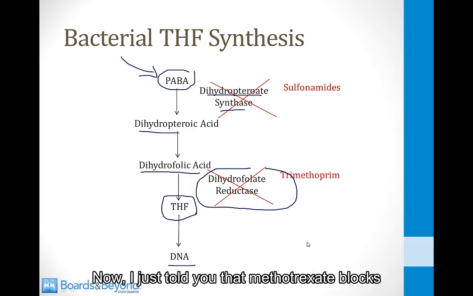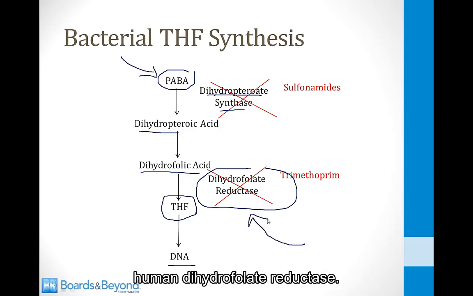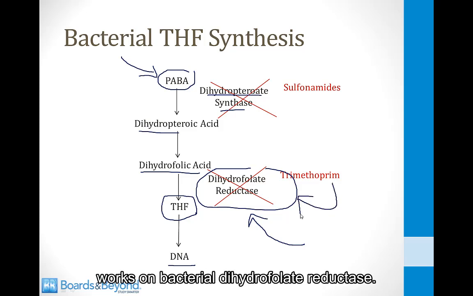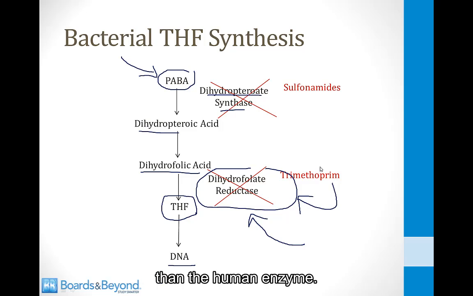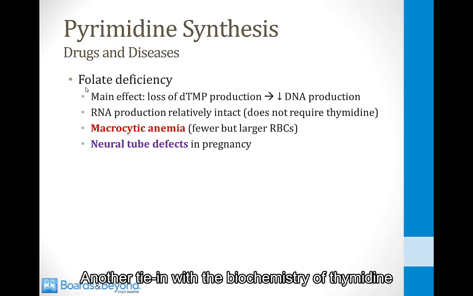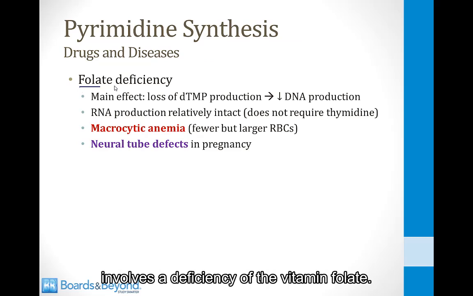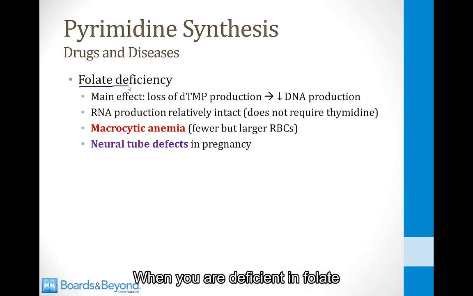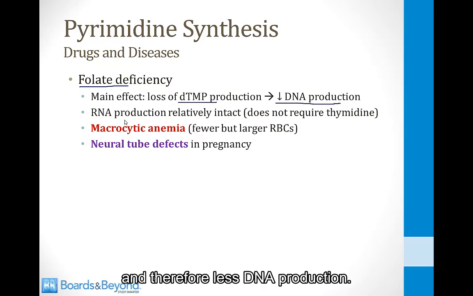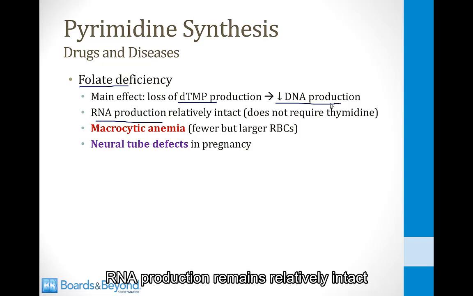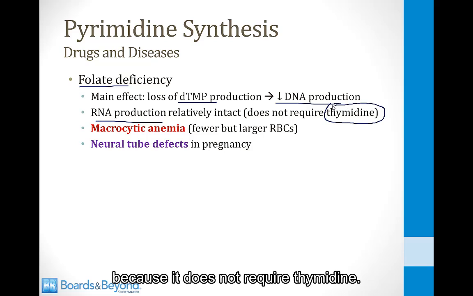Now, I just told you that methotrexate blocks human dihydrofolate reductase. Trimethoprim, on the other hand, works on bacterial dihydrofolate reductase. It has a much higher affinity for the bacterial enzyme than the human enzyme. Another tie-in with the biochemistry of thymidine involves a deficiency of the vitamin folate. When you are deficient in folate, the main effect is loss of deoxythymidine production and therefore less DNA production. RNA production remains relatively intact because it does not require thymidine.